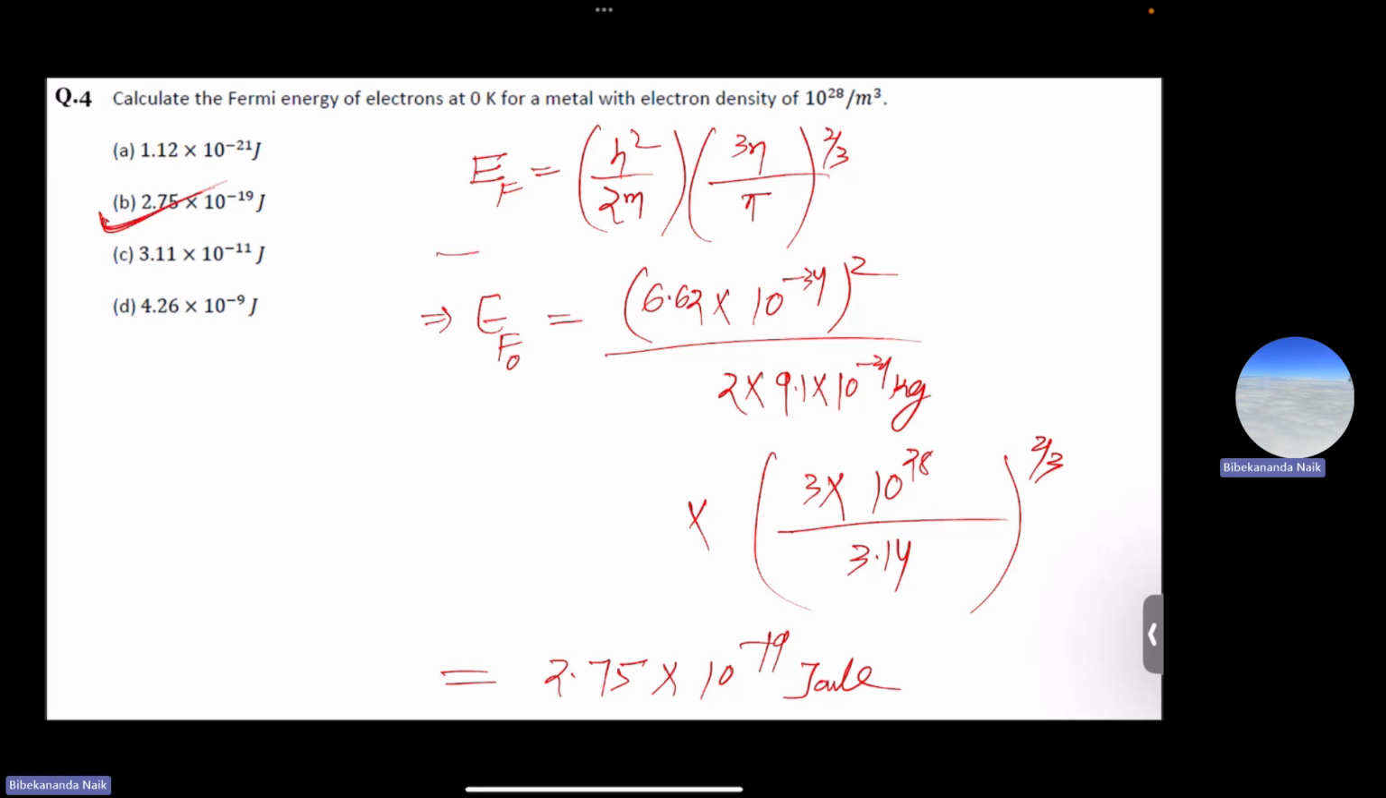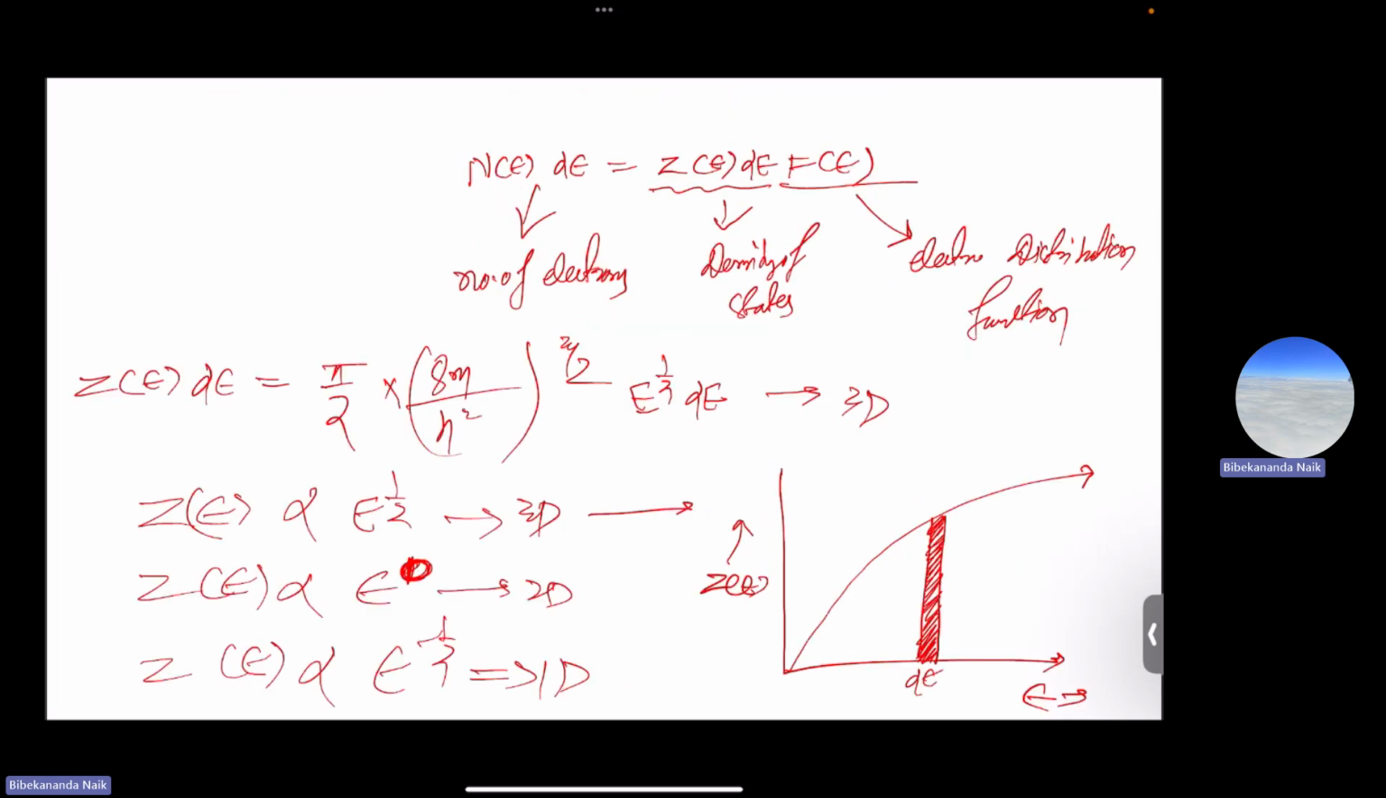This is the expression for Fermi energy at absolute zero temperature in terms of the density of electrons. And if we put the value of density of electrons as it is given in the question at 10 to the power 28, we can easily calculate the Fermi energy, which will be 2.75 by 10 to the power minus 19 joule. So I hope this is clear to you. This is the basic procedure for calculating the Fermi energy at absolute zero.